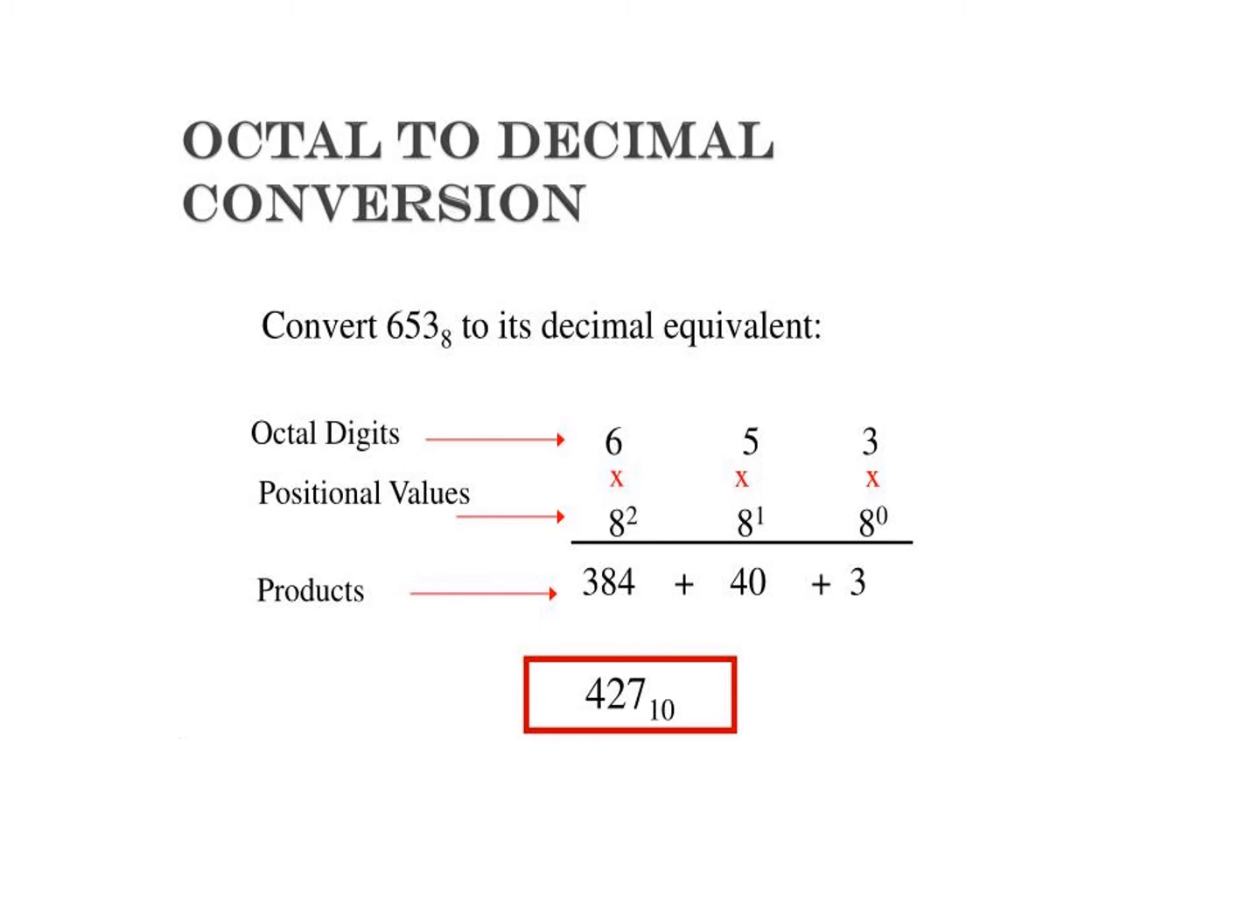That is, 6 is multiplied by 8 raised to power 2, 5 is multiplied by 8 raised to power 1, 3 is multiplied by 8 raised to power 0. But 8 raised to power 0 equals 1. So 3 multiplied by 1 equals 3. 5 multiplied by 8 raised to power 1 is 5 multiplied by 8, which equals 40. 8 raised to power 2 equals 64. 6 multiplied by 64 equals 384. All these products are summed up and we find the equivalent decimal value, that is 427.